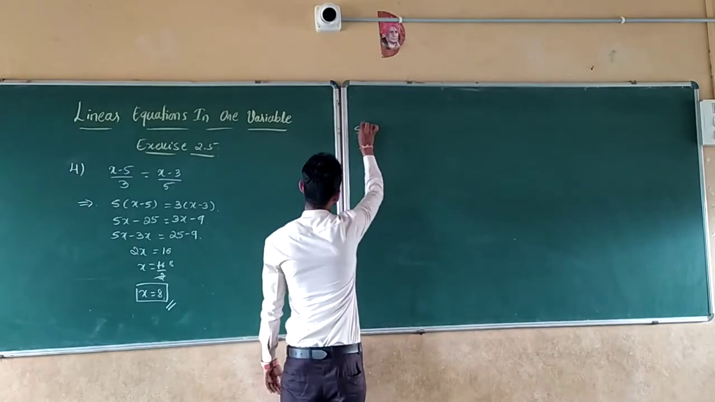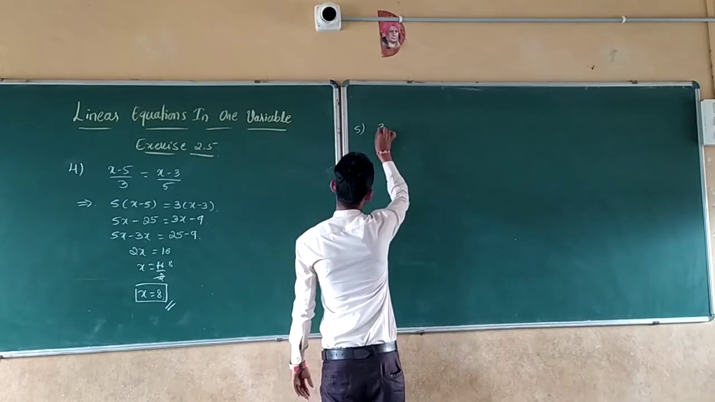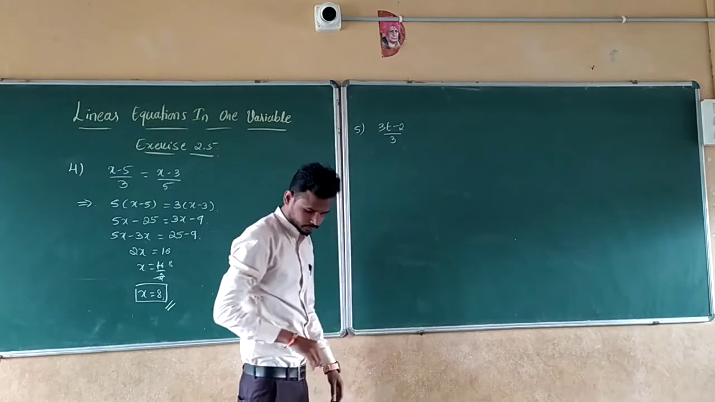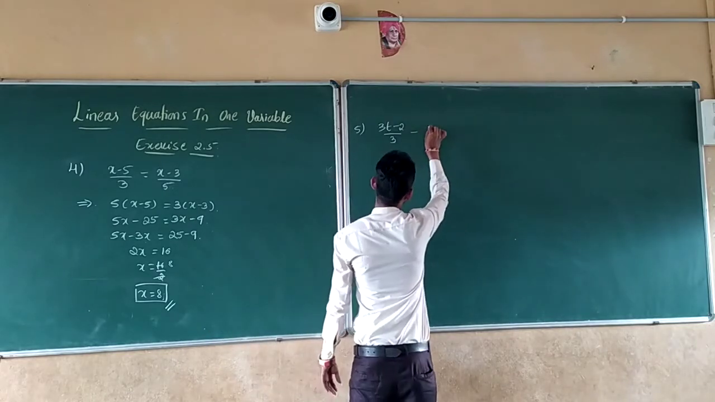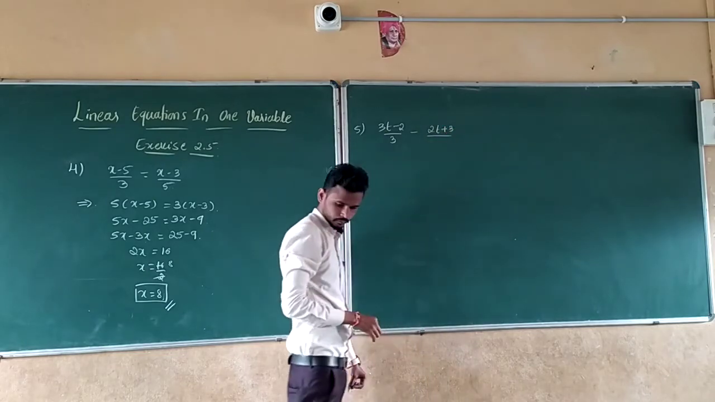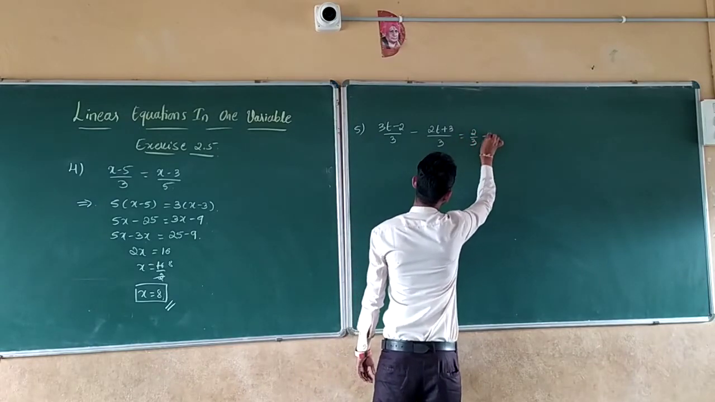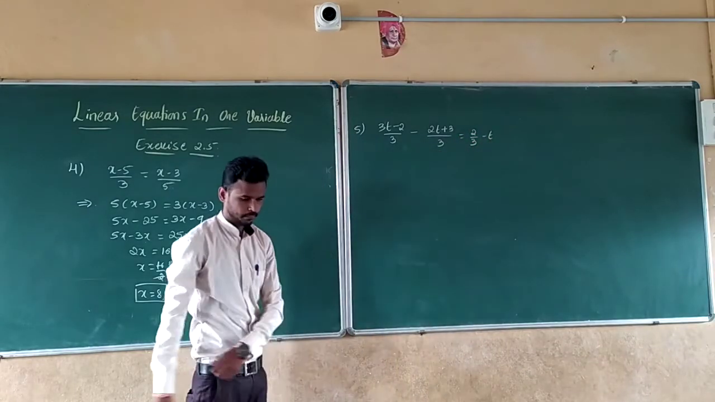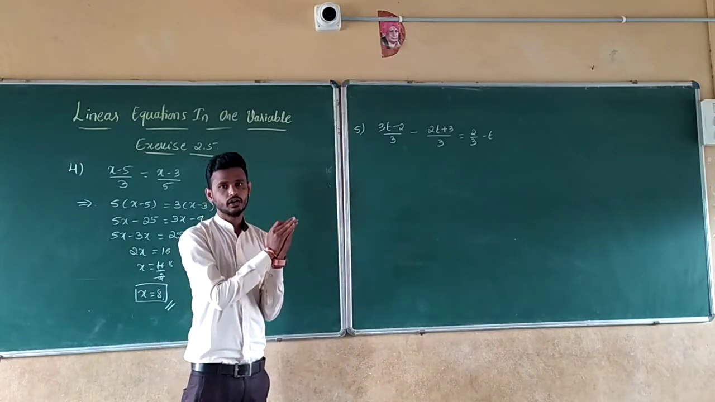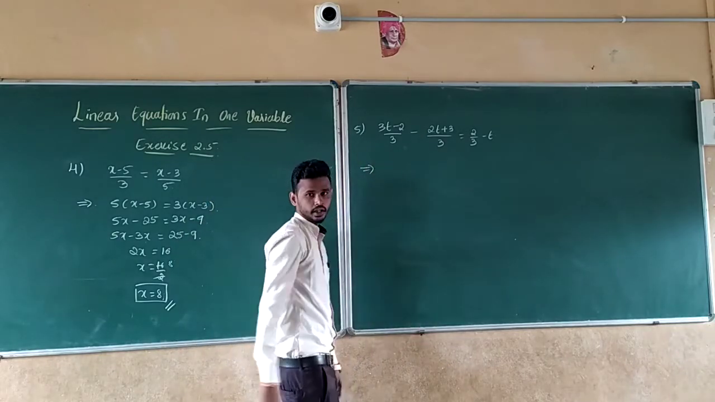Let us see the next question. Fifth one: (3t minus 2) divided by 3 minus (2t plus 3) divided by 3, which is equals to 2 by 3 minus t. So now first make the variables on one side, means bring that minus t to the LHS.